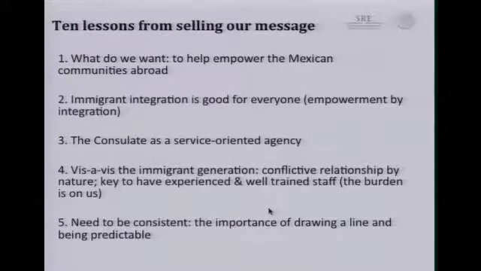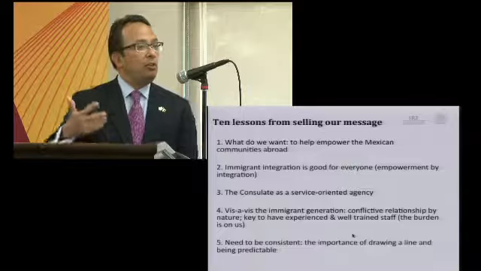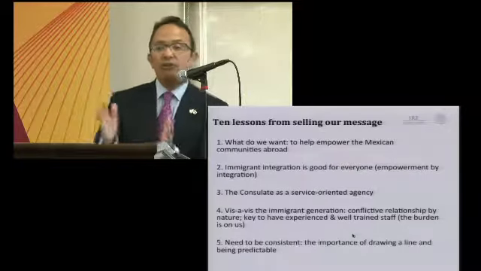And now we can tell you very clearly what we want by engaging the diaspora. And what we want is to empower it. Our objective is empowerment. Empowerment of these communities so that they are less invisible, both in Mexico and in the United States. How do we do that? Mostly by promoting their integration into their host society. This is counterintuitive.